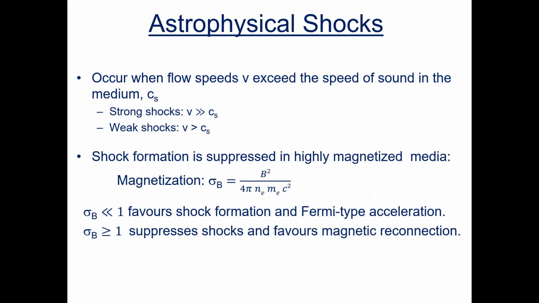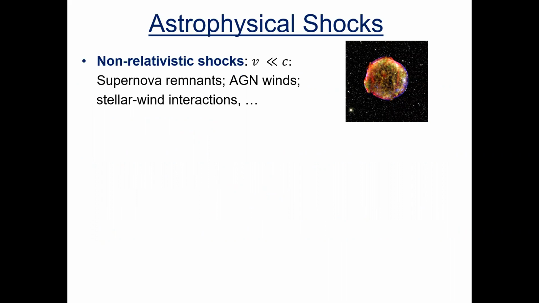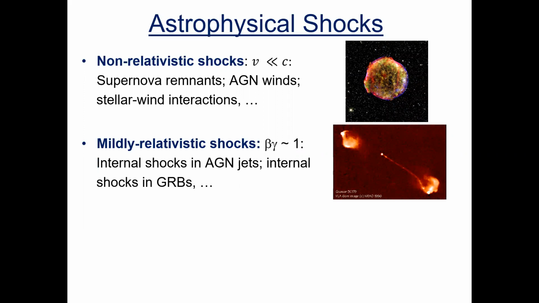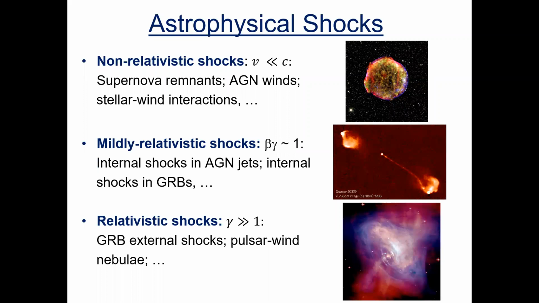Shocks, of course, are also distinguished by their speed. Most well understood are non-relativistic shocks, as they happen in supernova remnants or winds of AGN, stellar winds. That means, of course, the shock speed is much less than the speed of light. There's an intermediate regime that often is believed to happen when you have relativistic flows catching up with each other, so that the relative speed is mildly relativistic, normalized speed times Lorentz factor of the order one or a few. Internal shocks are often believed to be in this regime. And then of course we have the extreme case of relativistic shocks, where outflows really move at essentially the speed of light, like gamma ray burst outflows, gamma ray burst jets that go with Lorentz factors of 100s or up to 1000s.